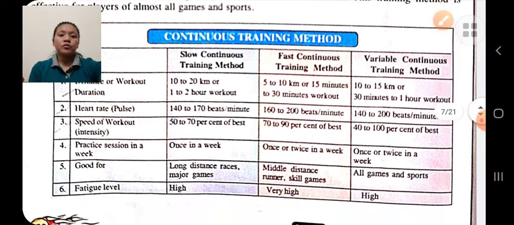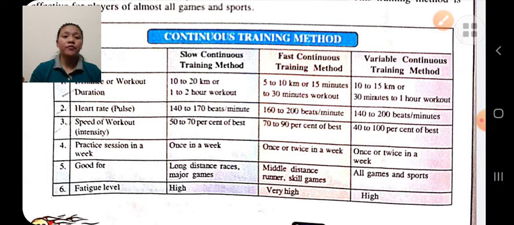Slow continuous training, we should practice once in a week because we do the activity for a long period of time. Fast continuous training, we should do approximately twice in a week. And variable continuous, once or twice in a week. Slow continuous training is good for long distance running, fast continuous training is good for middle distance running, and variable continuous training is good for almost all games and sports. In slow continuous training methods our fatigue is high. In fast continuous our fatigue is very high because we do the activity with maximum speed. And in variable continuous our fatigue is high.